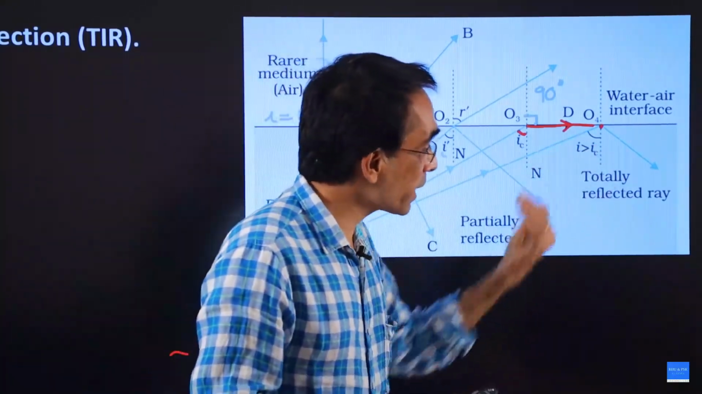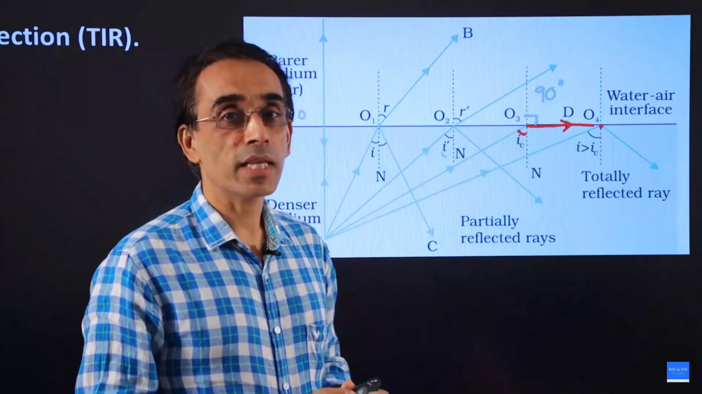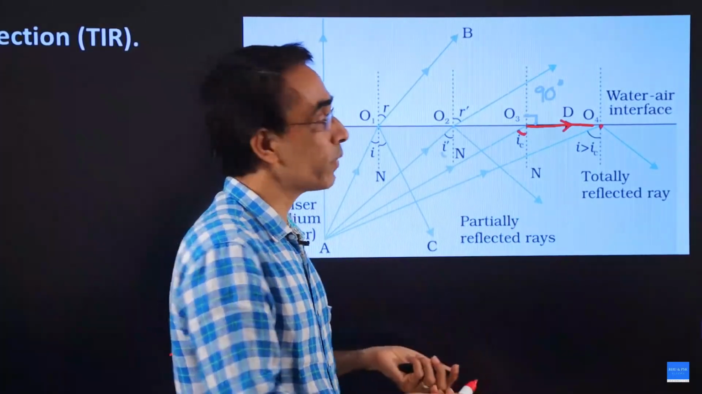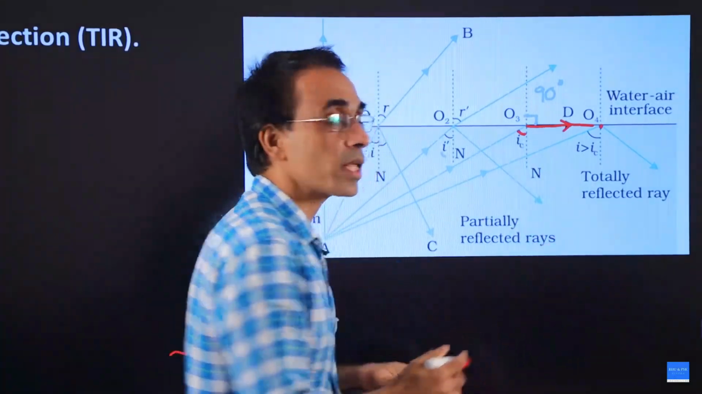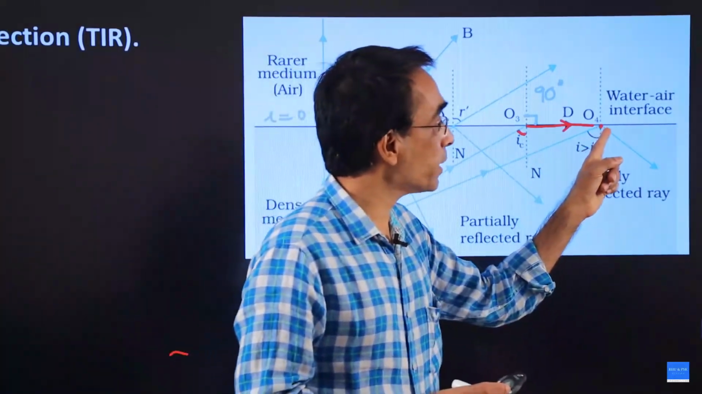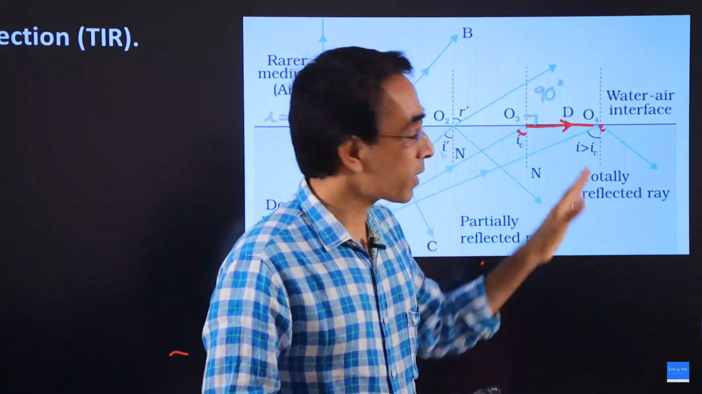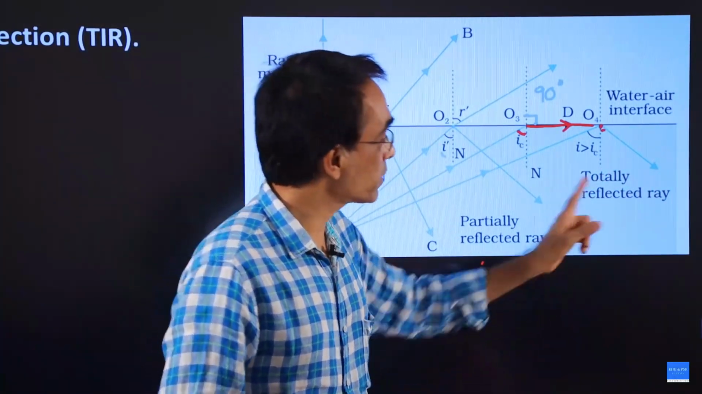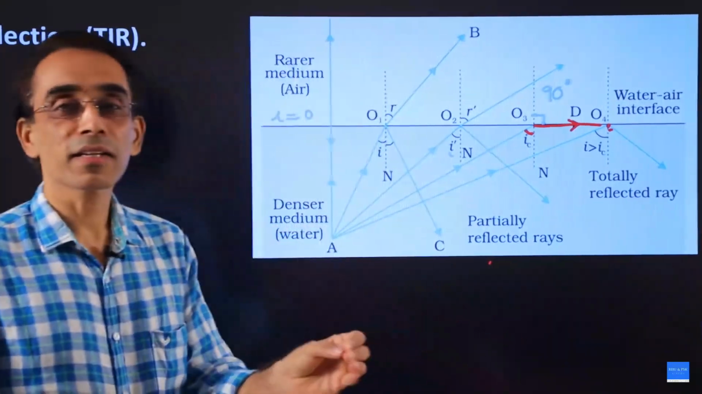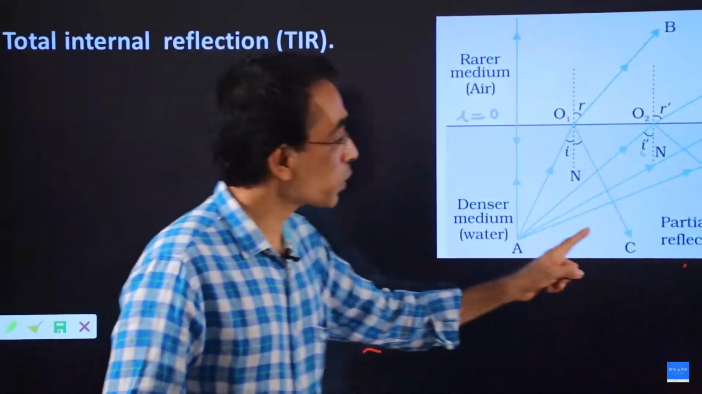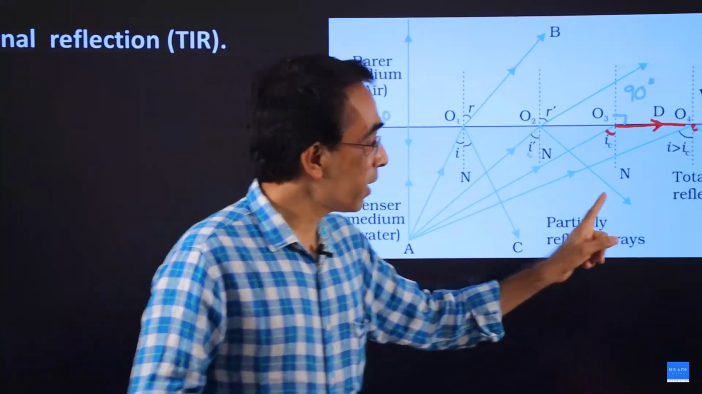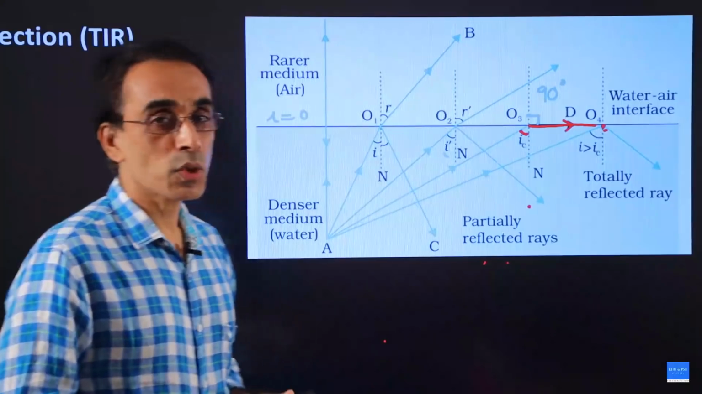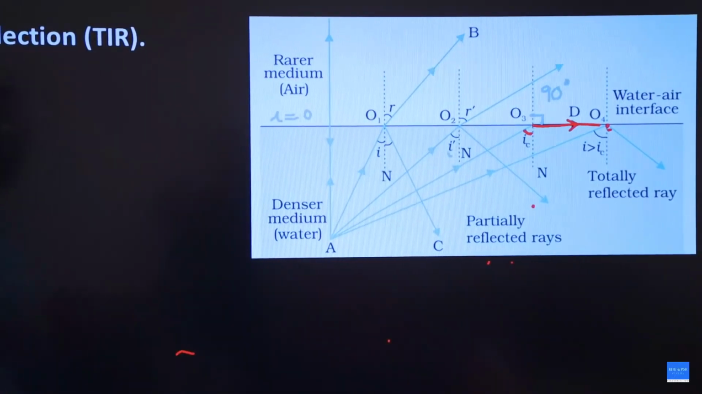At this point, it gets reflected back to the same medium, and when it reflects, it will have to obey the law of reflection, and this joins the partially reflected light ray. And here you can see no refraction. Complete light got reflected back to the same medium. This is called total internal reflection, and this is called partial internal reflection. So, what is the condition for this complete internal reflection?